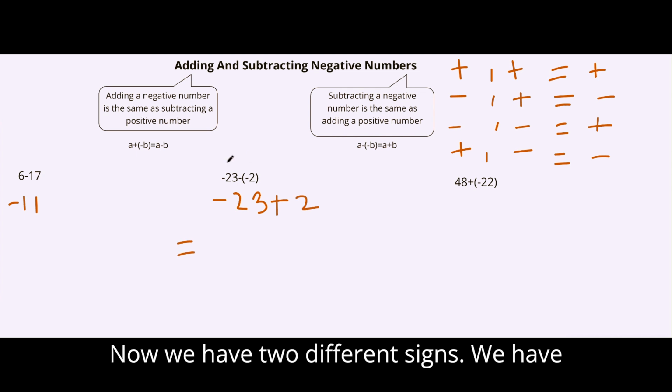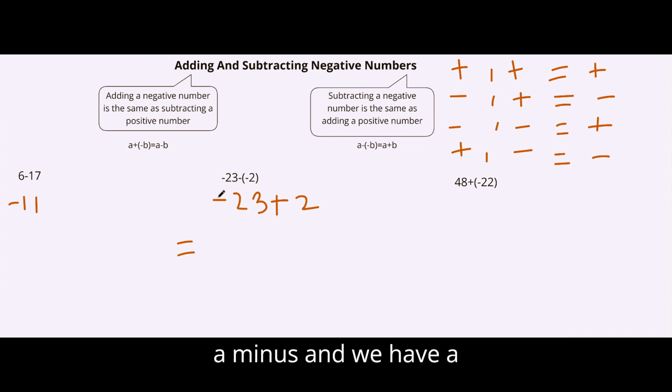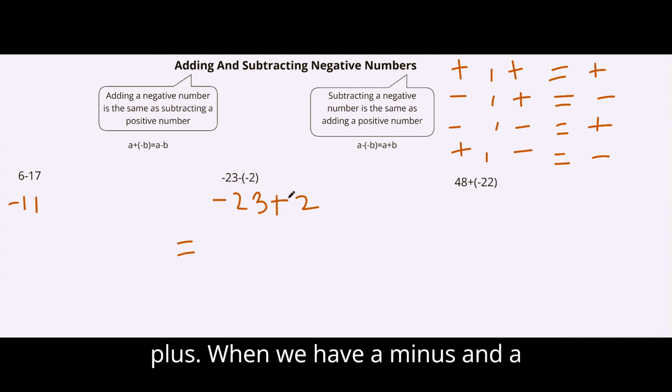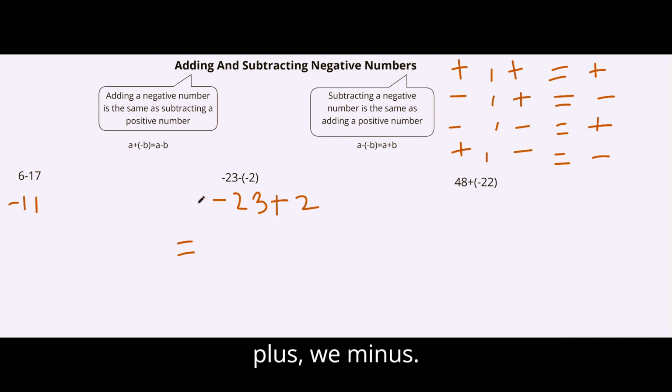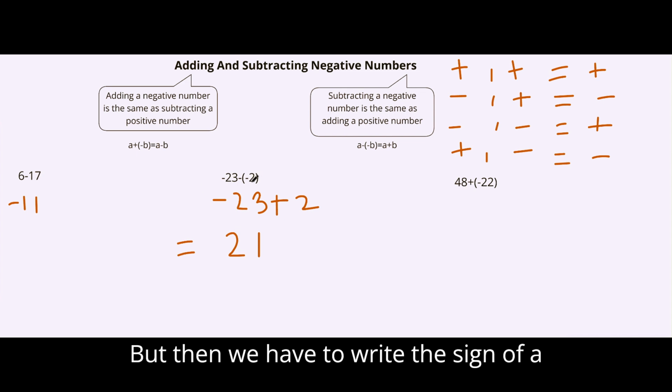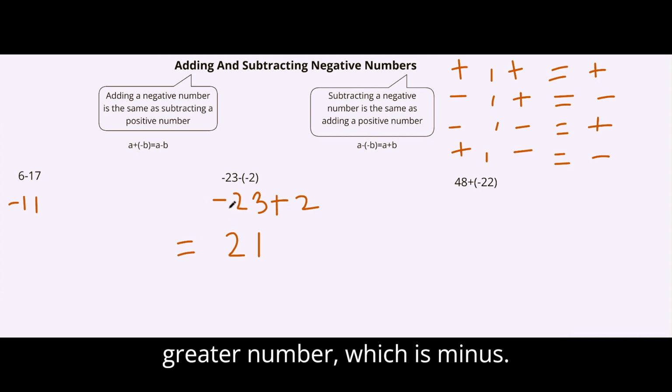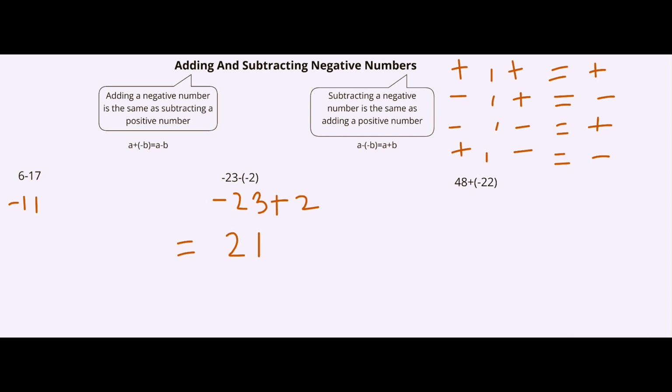Now we have two different signs. We have a minus and we have a plus. When we have a minus and a plus, we minus. So that will be 21. But then we have to write the sign of the greater number, which is minus.